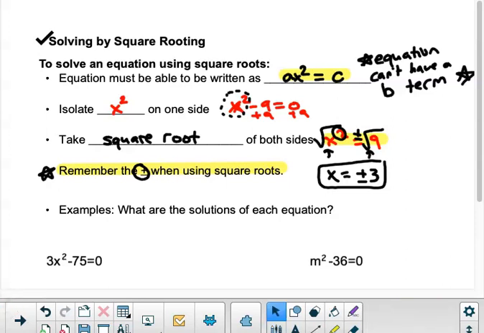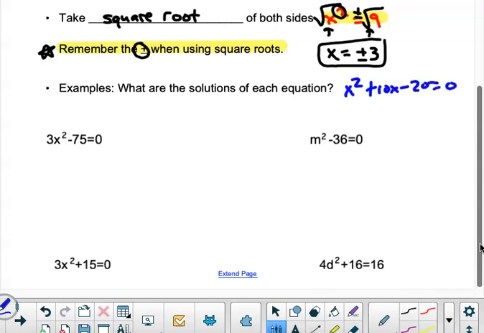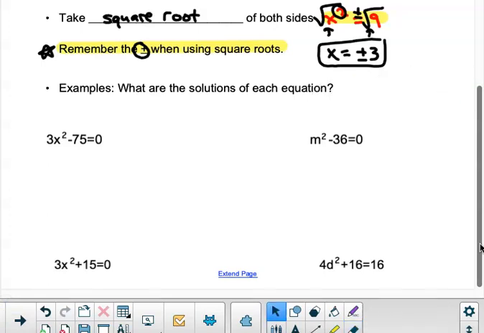An example of this: it says, what are the solutions of each equation? Notice how none of these have a b term. This would not work for x squared plus 10x minus 20 equals 0. You would not be able to solve that by square roots, because you have an extra x in there. So it has to be just an a term and a c term. Kind of back to that first day of graphing.